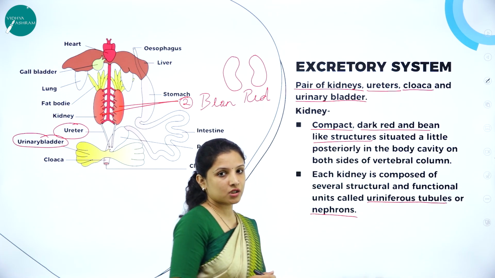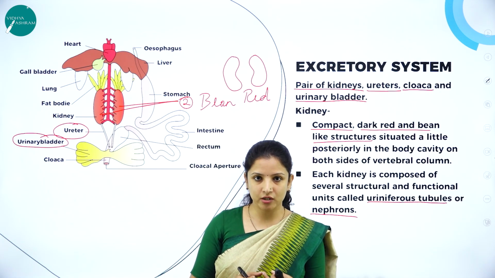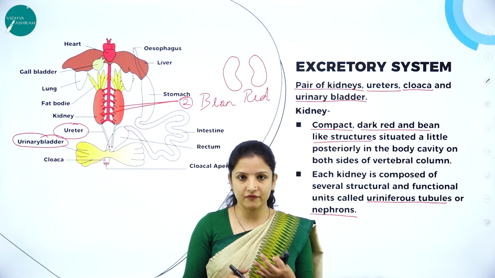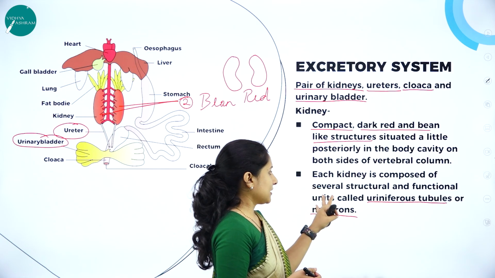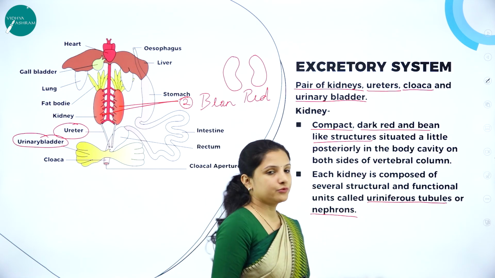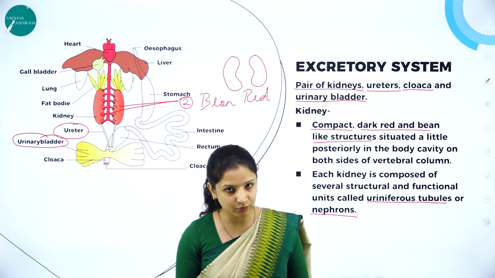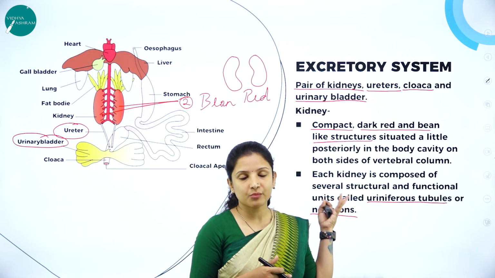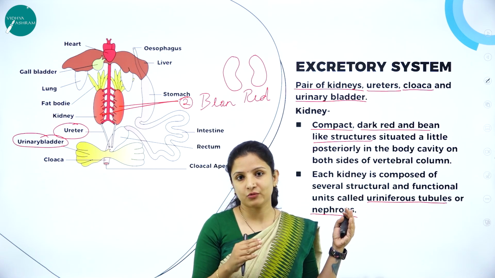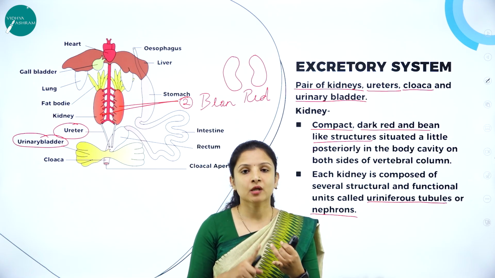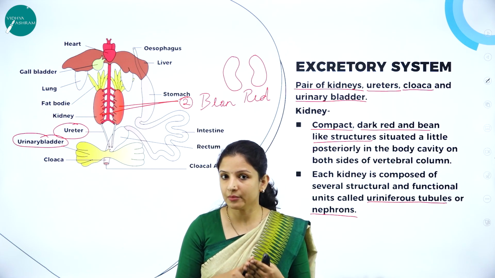This is a very important question. The kidney has several structural and functional units which help in filtration of the waste material or the urine, and that is nothing but the uriniferous tubules or nephrons. Don't confuse excretion of the solid waste with that of the urine. Here we are talking about the excretory system, wherein for urine to come out, the pathway involved is the kidney, the ureter, the cloaca and the urinary bladder.